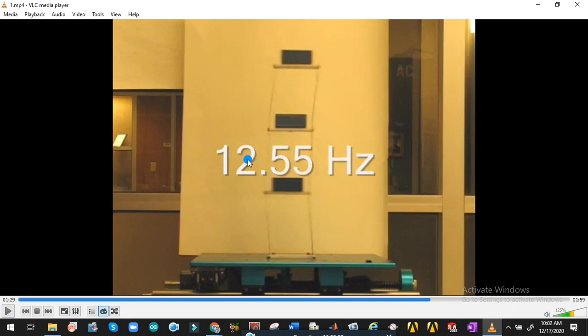Now consider that the second mode is excited at 12.55 hertz. So this is your second critical frequency for your system. So why do we need to find all the critical frequencies? Because, for example, if your steam turbine is running at about 10,000 rpm to 30,000 rpm, this is your operating range of a steam turbine.